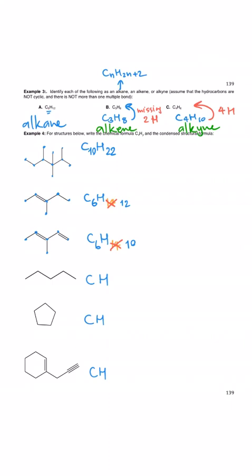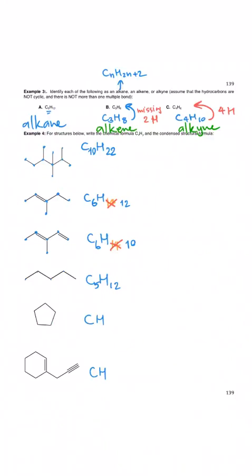Okay, so let's take a look at the next one. This one contains 1, 2, 3, 4, 5 carbon. 5 times 2 is 10, plus 2 is 12, right? And because this is the structure of an alkane, we can just leave it as that. Okay, so the next one is the ring. Let's take a look at the ring structure.